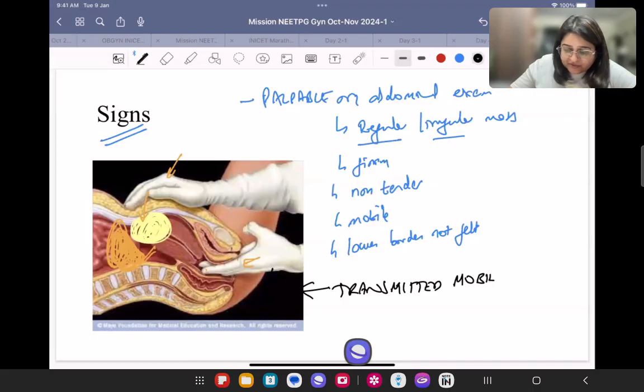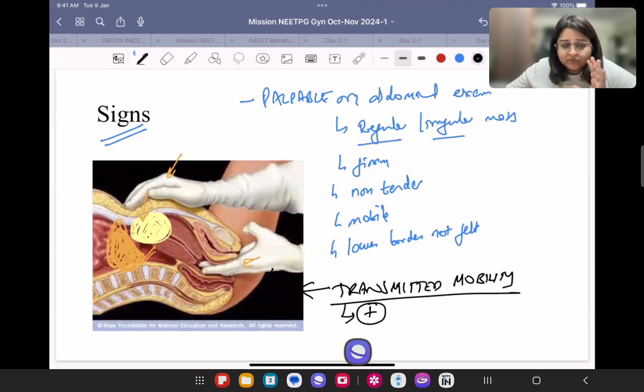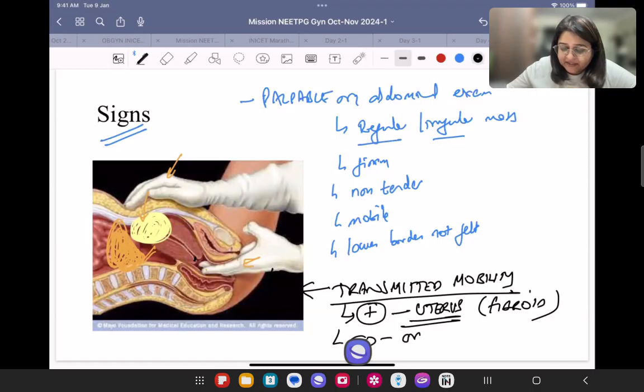That means on moving the mass abdominally, does the cervix move or not? If transmitted mobility is positive, what does this mean? That means on moving the mass, you're able to feel the cervix move. Is the mass arising from the uterus or the ovary? It's arising from the uterus. It is part of the uterus. That's why on moving the mass, the cervix is moving. है ना? So transmitted mobility is going to be positive or present in a fibroid. It's going to be absent in any other mass, even ovarian masses.